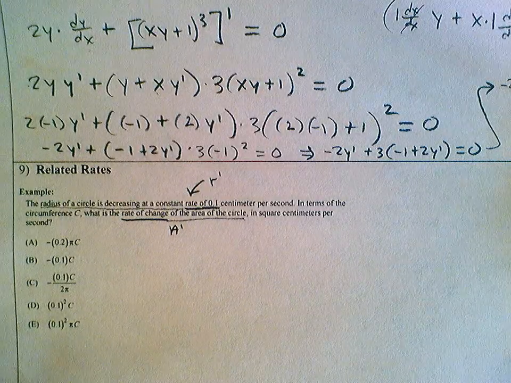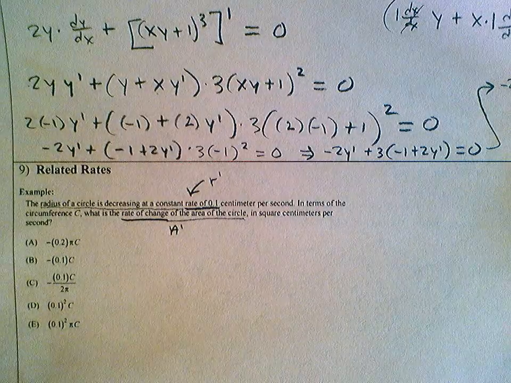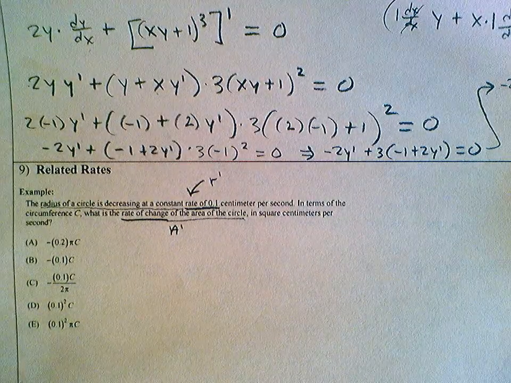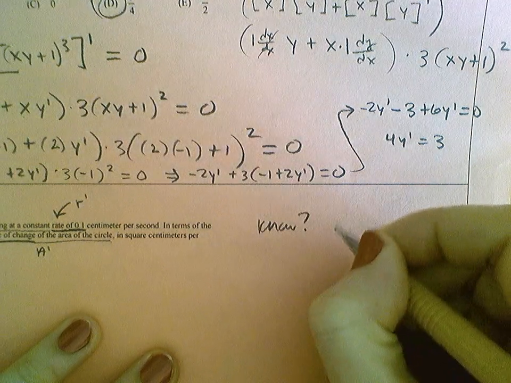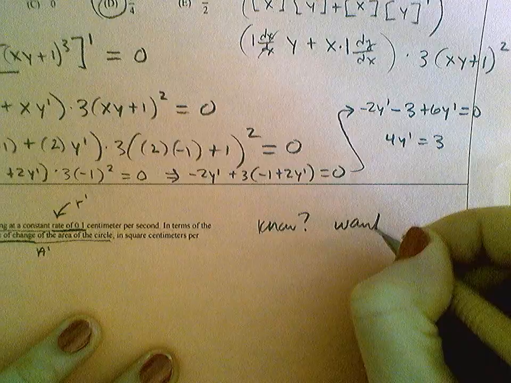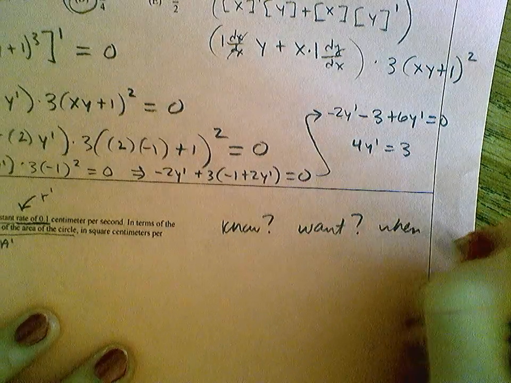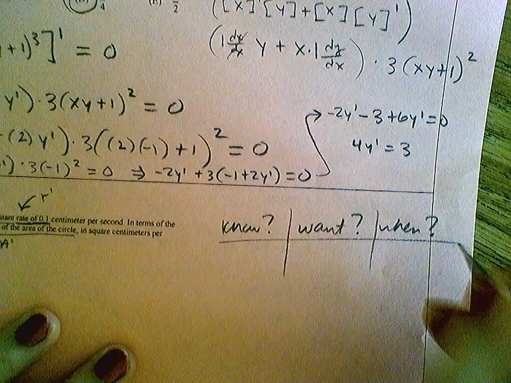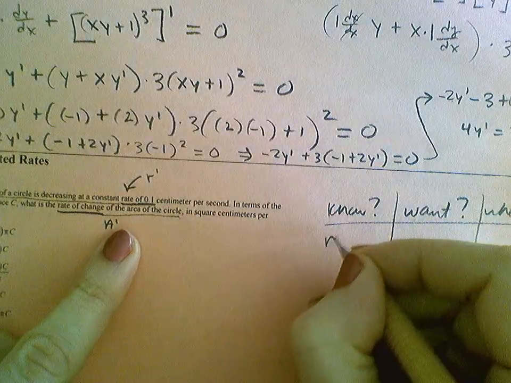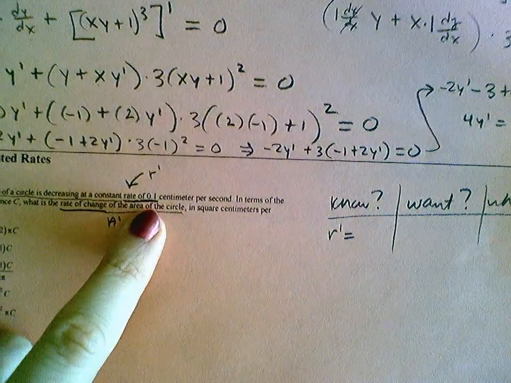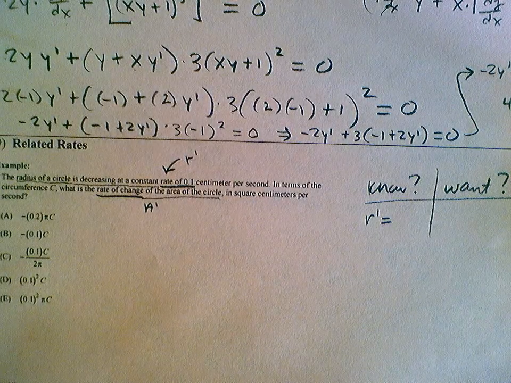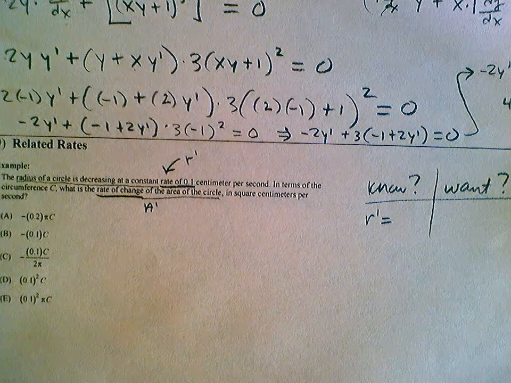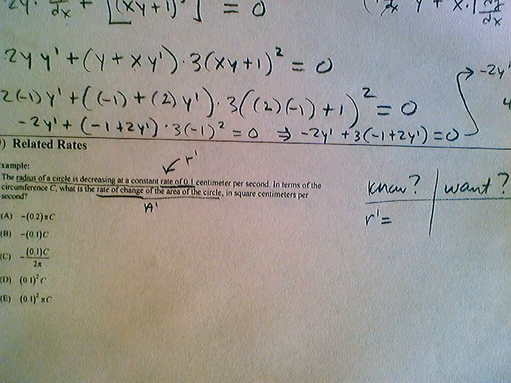Whenever you have a word problem that involves rates, you should do this: know, want, and then when. So what do we know? We know that r prime equals, now it's decreasing. They're going to tell you if something is increasing or decreasing. If it's increasing, the rate of change is positive. If it's decreasing, it's negative.